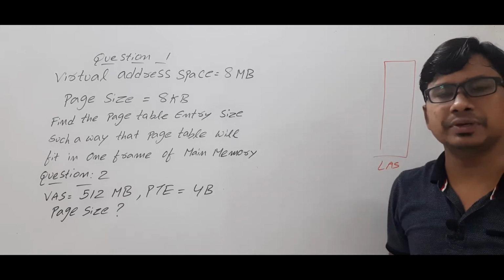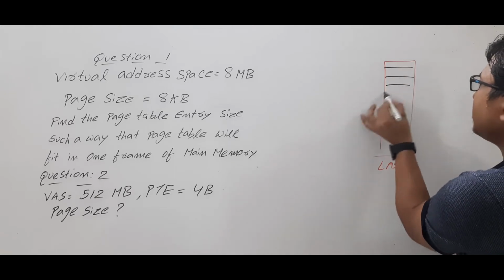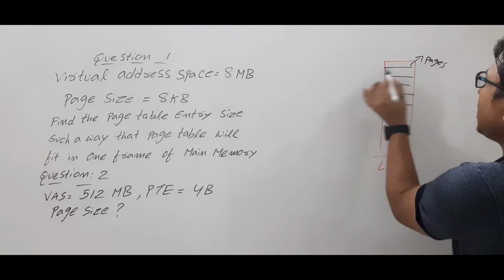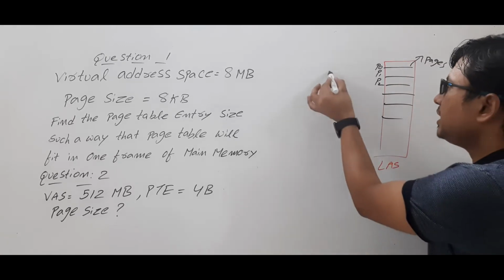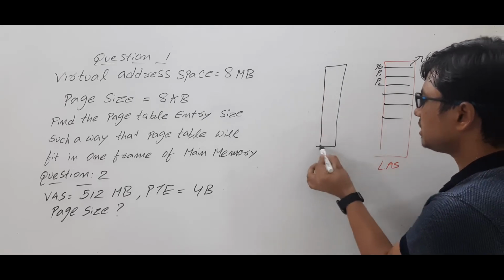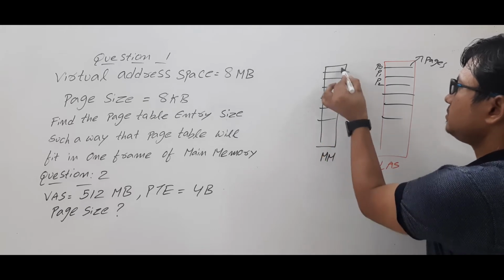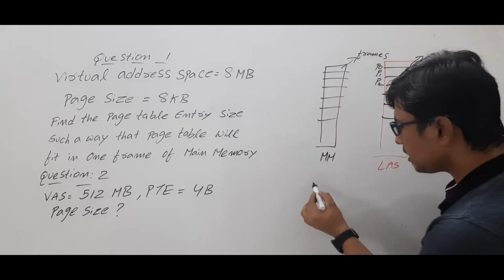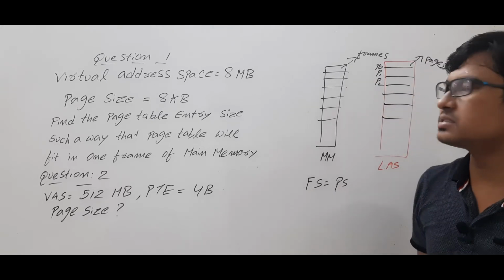The logical address space is the process size. Each process is logically divided into pages. Okay, you will have page number 0, page number 1, page number 2, and so on. And the main memory is logically divided into frames. Okay, and remember one important point, frame size will be equal to page size.